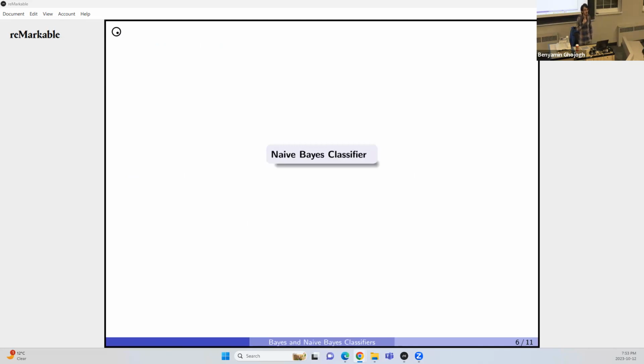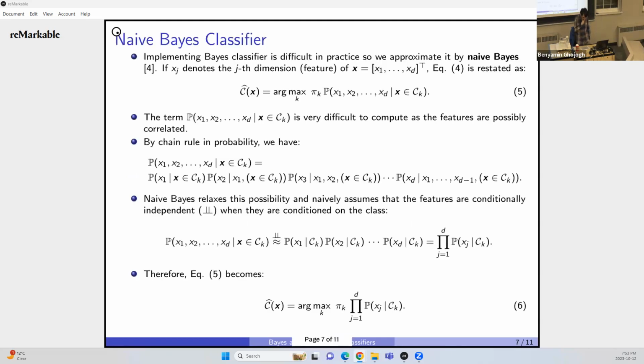No? Yeah. Naive Bayes classifier. Implementing the Bayes classifier is difficult in practice, so we approximate it by naive Bayes. Why is it difficult? Can you tell? How do we calculate the posterior? That's the difficulty. So let's make simplifying assumptions, hence the name naive Bayes. Let us be naive and accept some assumptions.